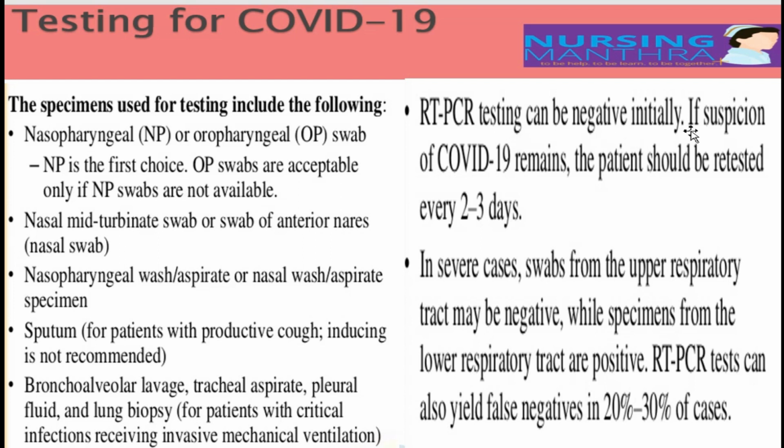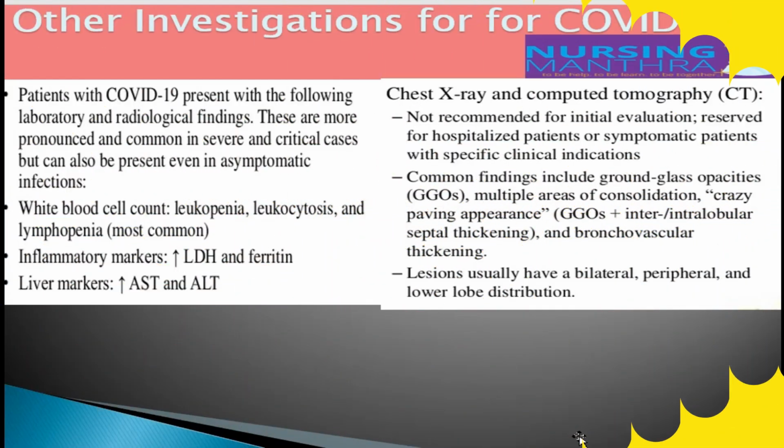RT-PCR testing can be negative initially. If suspicion of COVID-19 remains, patients should be retested every 2 to 3 days. In severe cases, swabs from the upper respiratory tract may be negative, while specimens from the lower respiratory tract are positive. The RT-PCR test can also yield false negatives in 20 to 30% of cases.